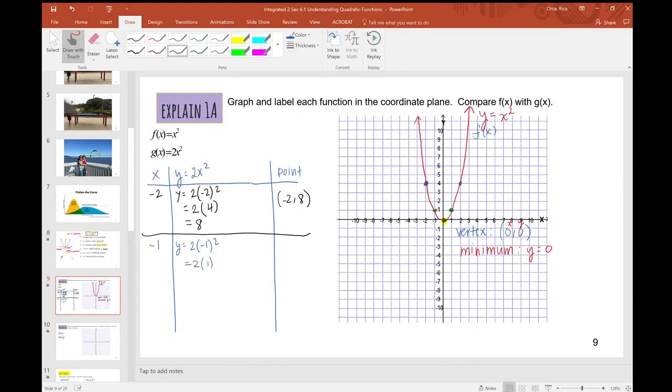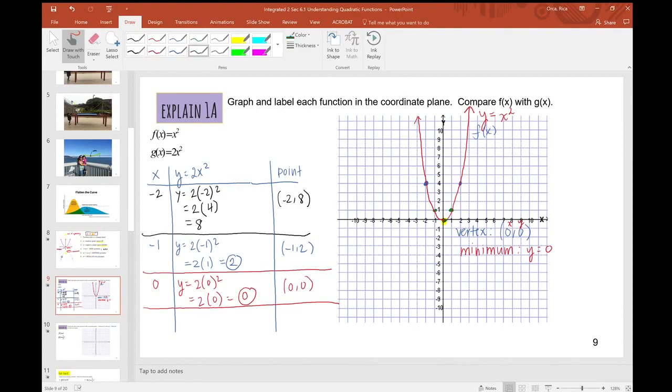So it looks like I'm going to run out of room, so I'll go ahead and just put 2 here, and I'll circle it to remind myself that y is 2. So my second point is at -1, 2. When x equals 0, y will equal 2 times 0 squared. 0 squared is 0, and 2 times 0 is 0. Once again, I'm just going to circle that to remind myself that y equals 0. So our third point is at 0, 0.